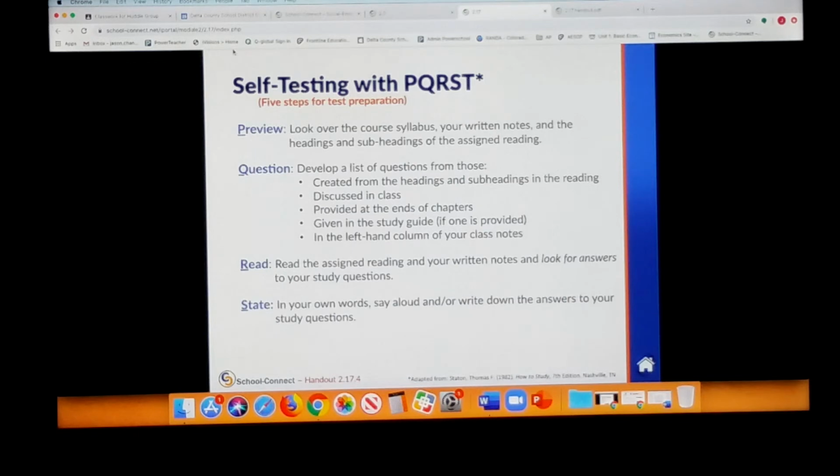State. So what they're saying is to state in your own words, say aloud, and to write down the answers to your study questions. And the T is test. Answer your study questions without looking at your notes or reading, and then check to see if your answers were correct and complete.